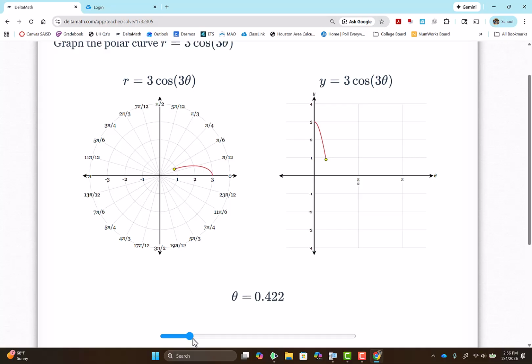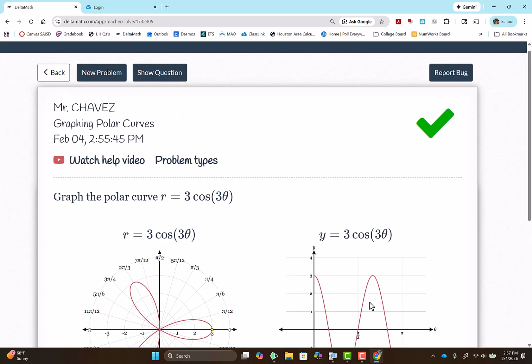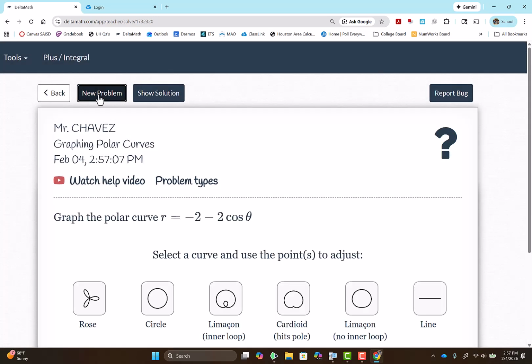If you move this guy around, look, you can just go all the way to pi and you can already see what's happening. Bam, bam. See, isn't that cool? Don't worry, let's do some more, and that way we can get you guys warmed up.